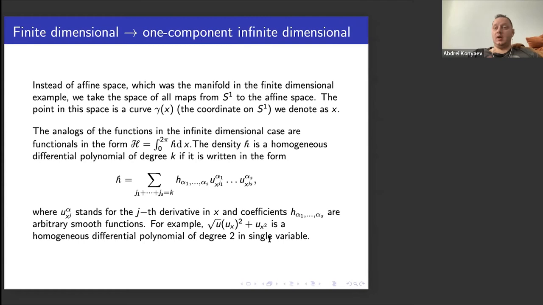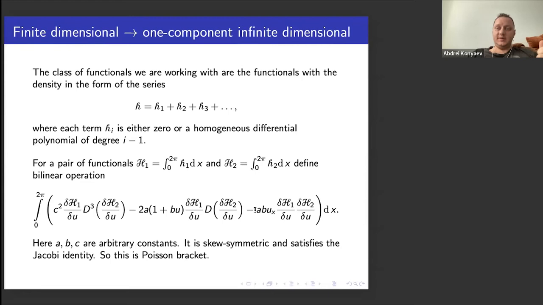Okay, these are the class of functionals we start with. This is not the class of functionals we're gonna work with. What we're gonna work with is actually a formal series of such functions. We take H to be a density of such a functional, and we assume that this density is a formal series with each term being a homogeneous differential polynomial of degree i minus one. It's very similar to when you work with a formal power series, but here the power is not the usual power, but the differential degree. You will see later why we choose to work like this, and a differential polynomial, of course, is a particular case of this, because each term can be zero or a differential polynomial. So it can be a polynomial or it can be a series. We'll see that this is the correct choice of category, it really helps us out.